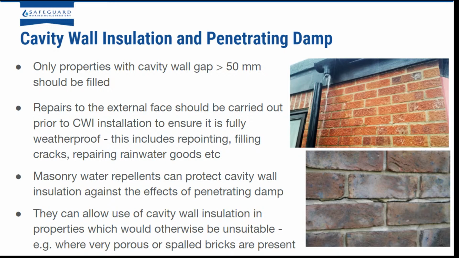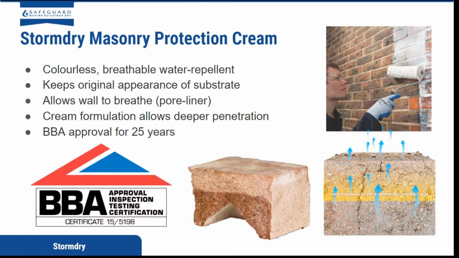And also consider the use of a masonry water repellent, which can protect cavity wall insulation against the effects of penetrating damp. So they can allow the use of cavity wall insulation in properties which may otherwise be unsuitable, for example, where you have very porous or spot bricks present. So one that we provide is Storm Dry Masonry Protection Cream. This is a colourless, breathable water repellent, keeps the original appearance of the substrate and allows the wall to breathe. It's a cream formulation which allows much deeper penetration than liquids, and it's been BBA approved for 25 years.